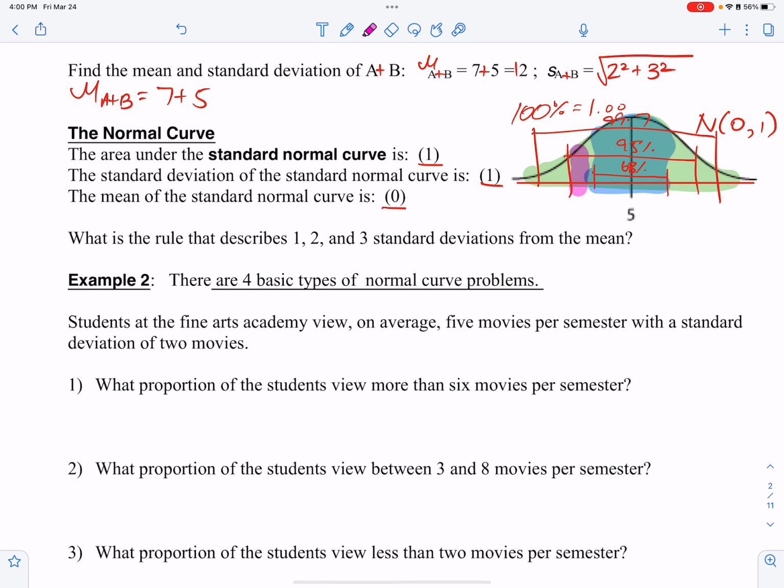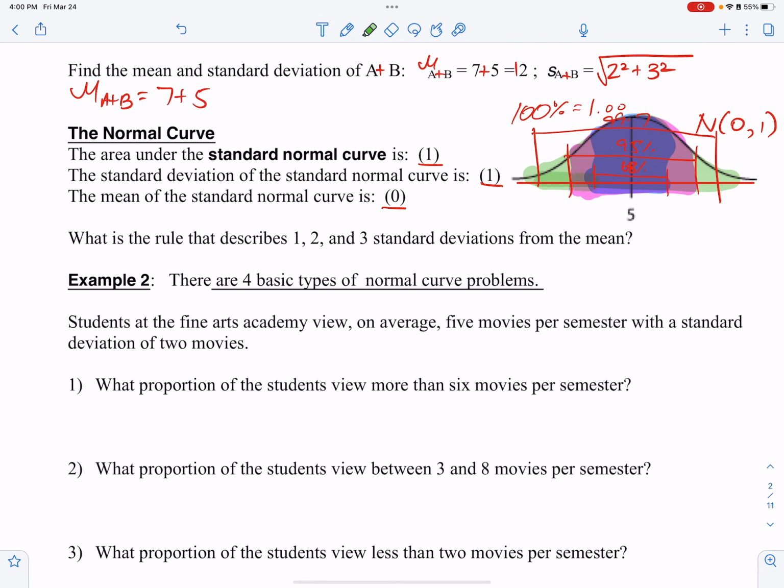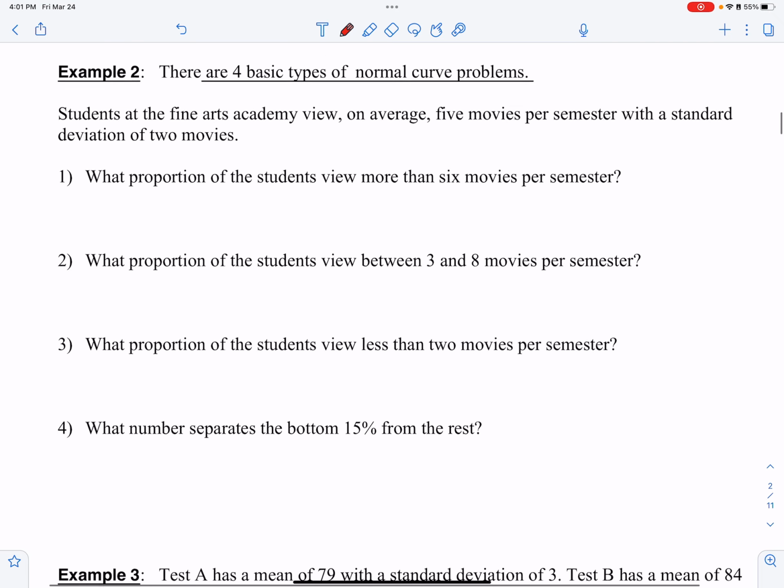95% of my data is within 2 standard deviations of the mean. And finally, 99.7% of my data is within 3 standard deviations of the mean. That's labeled on the curve here: 0, 1, 2, 3, -1, -2, -3. Okay, there are 4 basic types of normal curve problems.